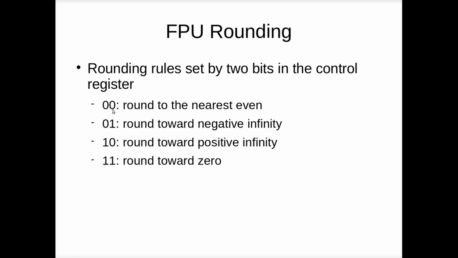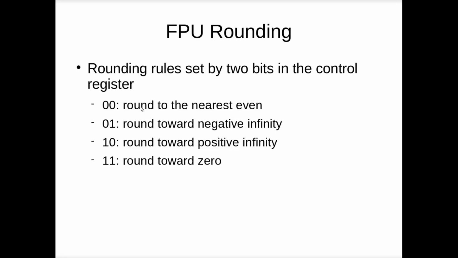And so if you set the rounding bits in the control register to 0, 0, it's basically going to round to the nearest even. So if the last significant digit is a 1, it's going to round up. If the last significant digit is a 0, it's going to round down.